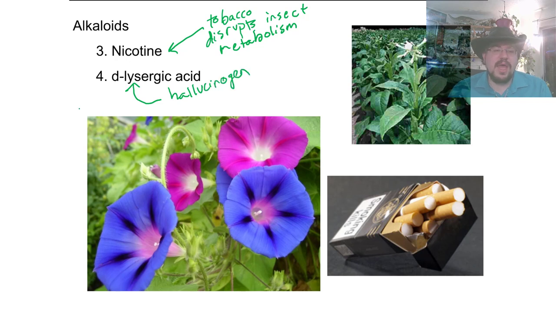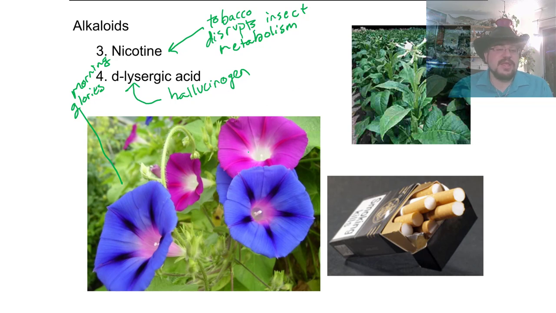We find it in a lot of morning glories. So, these are intensely toxic to pets. Don't grow morning glories and let your cat feed on the leaves or the petals. So, the hallucinogen, I mean, if you get your herbivore high, it's more susceptible to predators again.